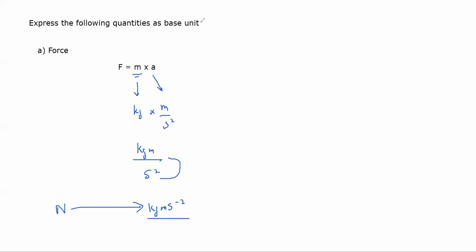Same way, if we have pressure, so pressure is what? Pressure is force acting on unit area. So the formula to calculate pressure, P is equal to F divided by A. F is force, the unit is Newton, A is area, meter square.